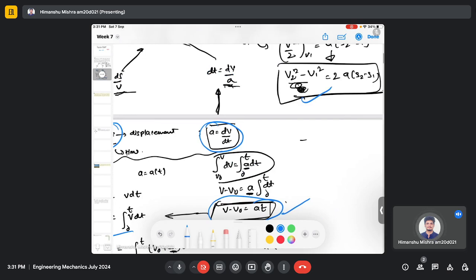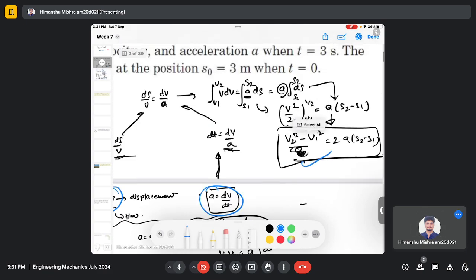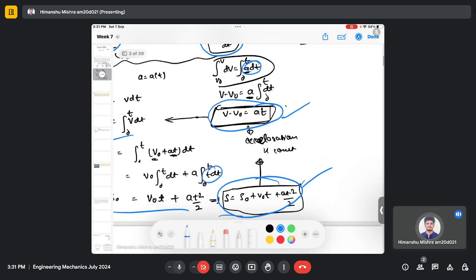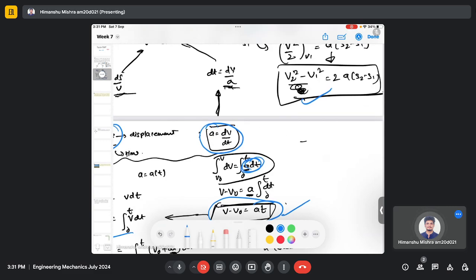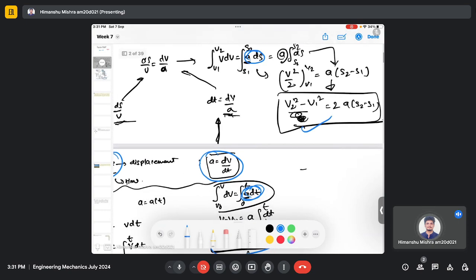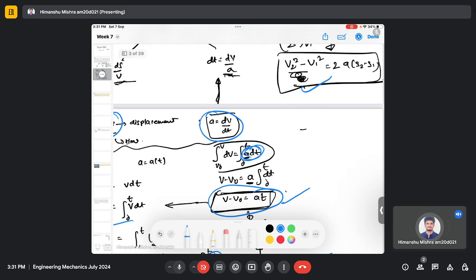But if it is not constant, then you have to integrate this whole quantity here. And there is no general expression for that. You just integrate this whole quantity, and whatever expression you get will be the unknown quantity. That will be either displacement, velocity, or the velocity here. There is no general expression for the variable acceleration.